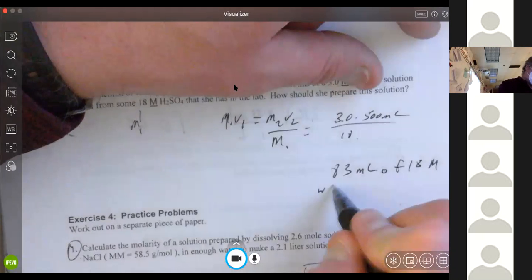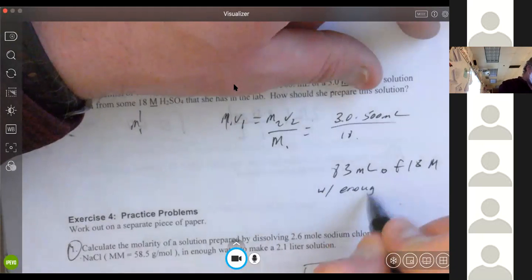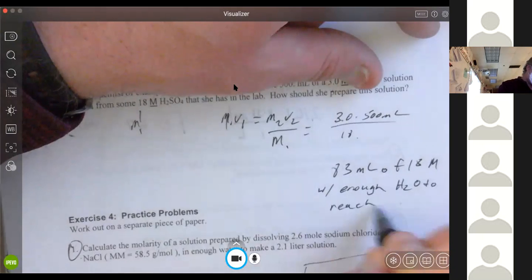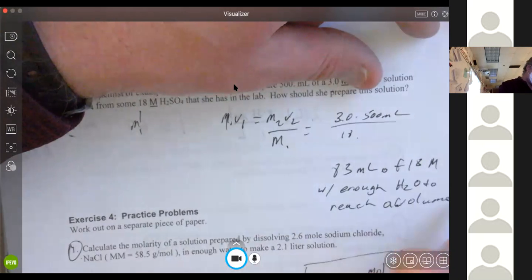with enough water to reach a volume of 500.